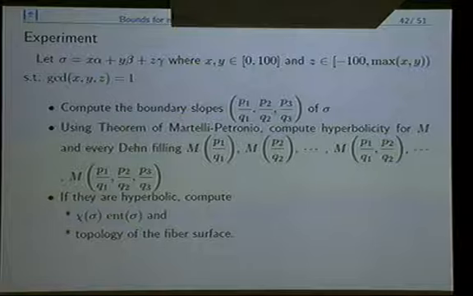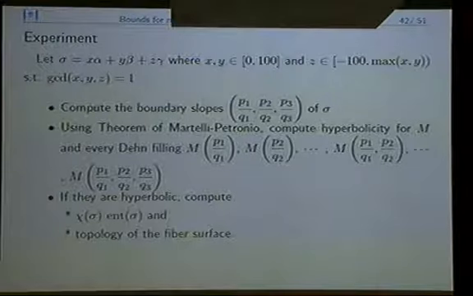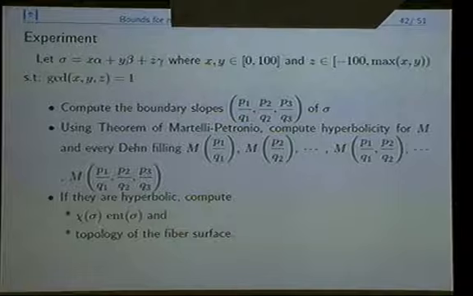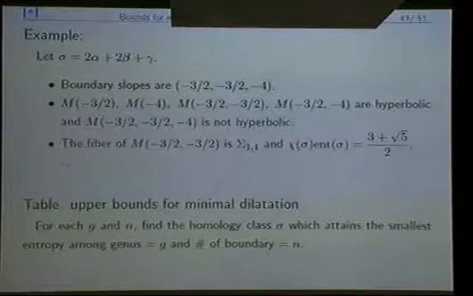So first we compute all the boundary slopes. Then we can find whether the Dehn filling is hyperbolic or not using Martelli and Petronio's theorem, which determines all exceptional surgeries of the magic 3-manifold. And so if this Dehn filling is hyperbolic, we can compute the Euler characteristic and entropy, and also the topology of the fiber surface.